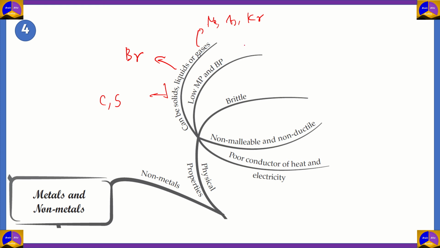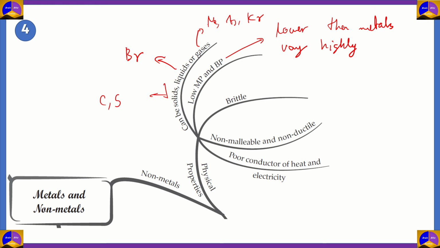Now, nonmetals usually have lower melting and boiling points. So their melting and boiling points are lower than metals, but they vary highly. Some nonmetals have a very low melting point so that they exist as gas, but there are others such as sulfur or carbon which have appreciably high melting points, which makes them solid at room temperature.